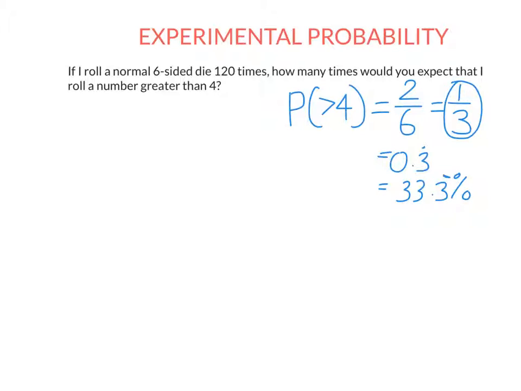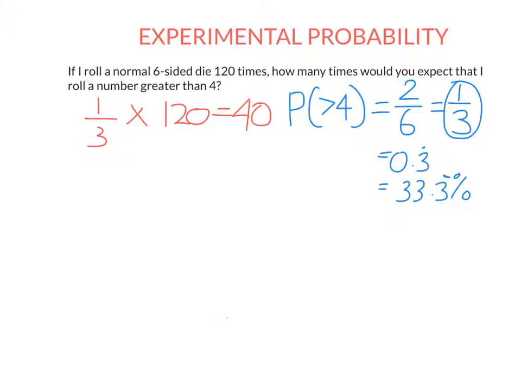So if I do it 120 times, I would expect that 1/3 of those 120 times would give me a number greater than 4. And of course, "of" just means times. So I just go 1/3 times 120, and of course that's 40. So I would expect, if I roll a die 120 times, there would be 40 of those times where I roll a number greater than 4.